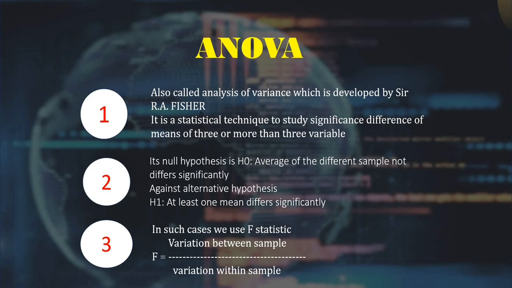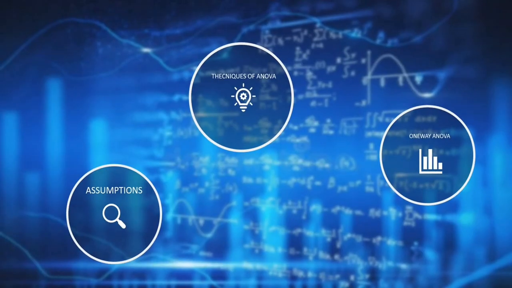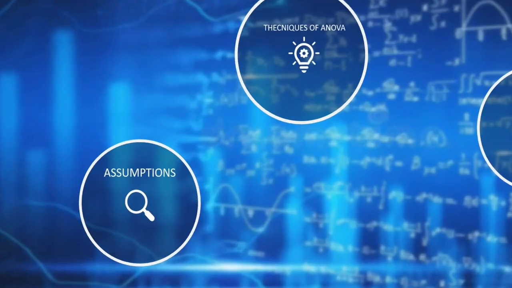Let us first see what ANOVA test is and why we use it. ANOVA, which is also called Analysis of Variance, was developed by Sir R. Fisher. It is a statistical technique to study the significant difference between the means of more than two samples. In ANOVA, generally we use the F statistic, which is given by F equals variation between samples divided by variation within samples.